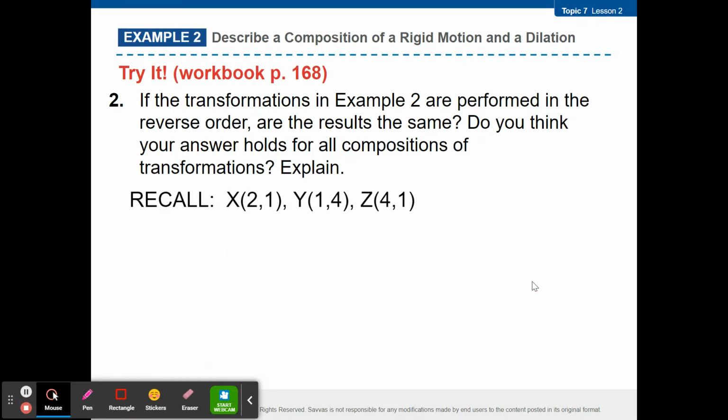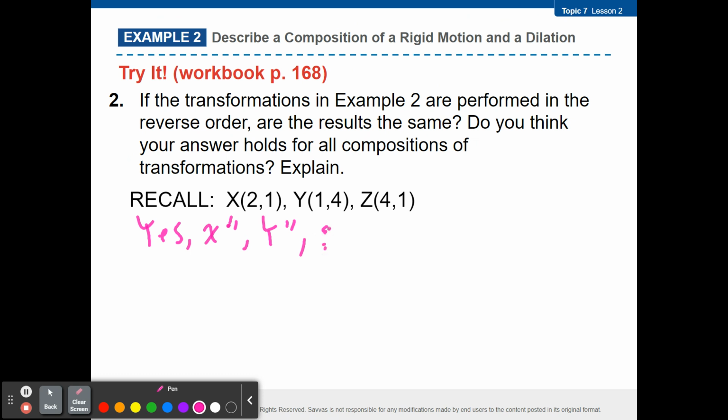Okay, so it says again, are the results the same? In this case, yes. X double prime, Y double prime, and Z double prime are the same as J, K, and L. Okay, so there's the first part.